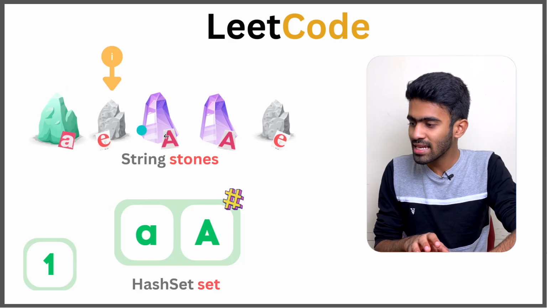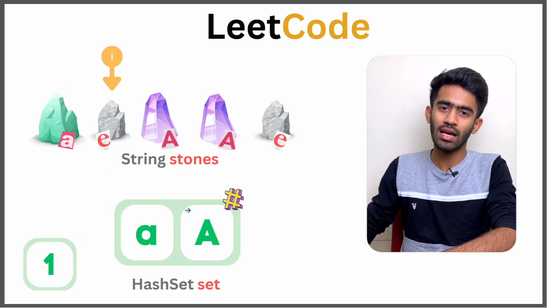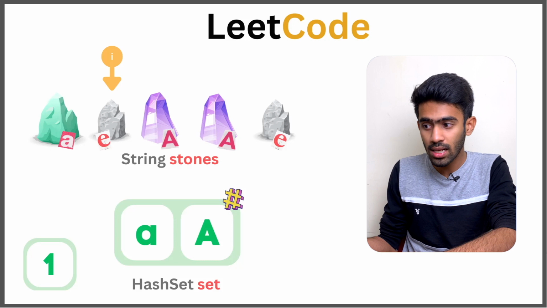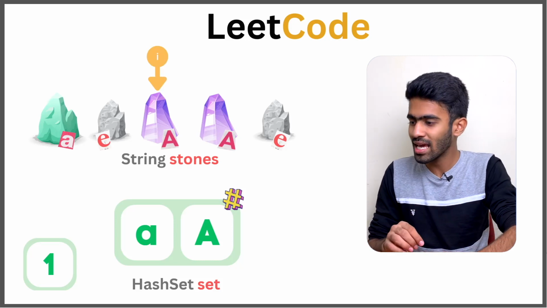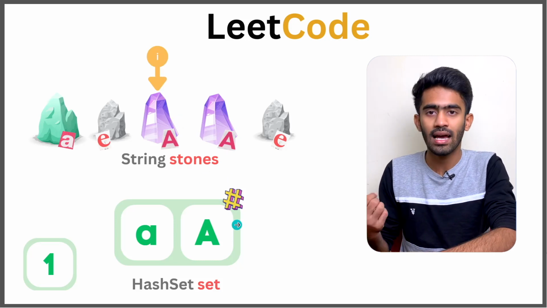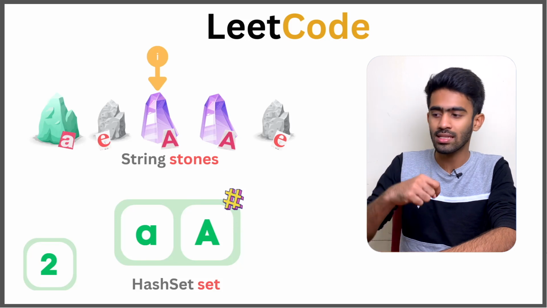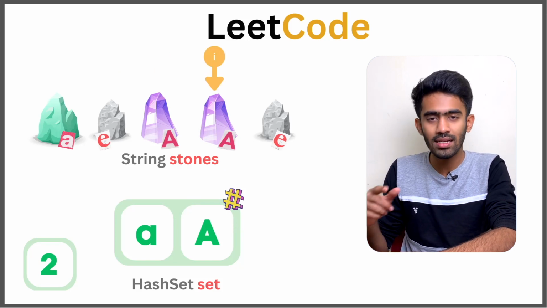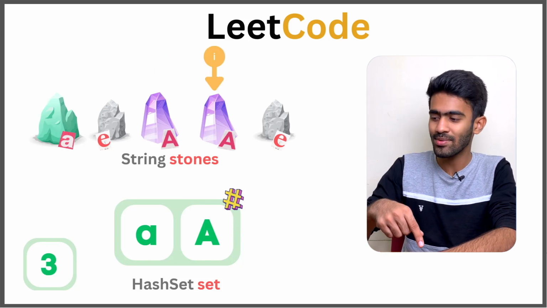Now, is E present in the hash set or not? No, we do not have E. So the counter is not incremented. Moving on to the next element, A. Is A present in the hash set? Yeah, it's present. Increment the counter. Move on to the next element. Is A present in the hash set? Yeah. Increment the counter, move on to the next element.